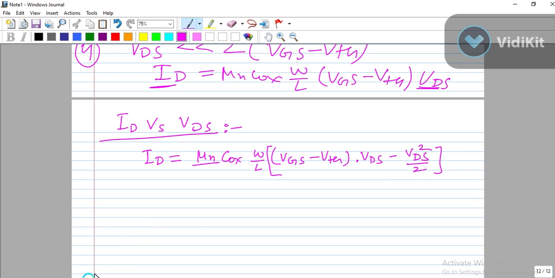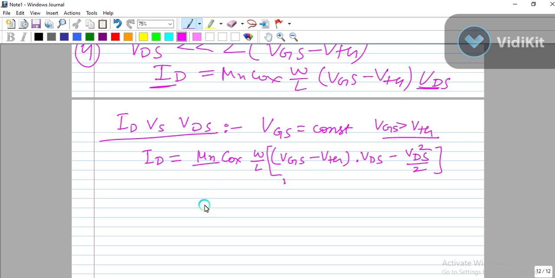Whenever you want to plot ID versus VDS, or ID versus VGS, you have to keep the other parameter constant. Here you want to plot ID versus VDS, so you have to take VGS constant. This is your first step. And this VGS is greater than VTH, meaning the MOSFET is on.